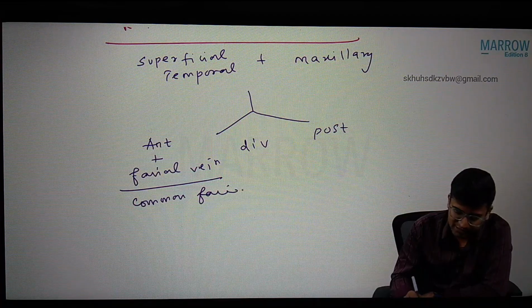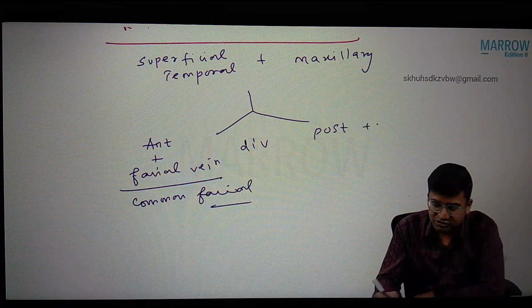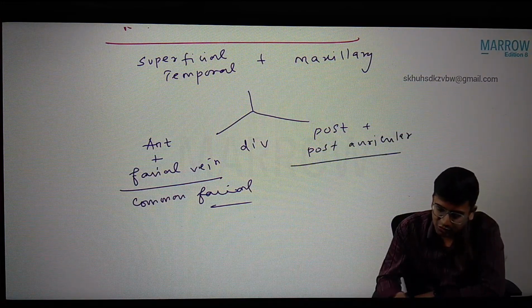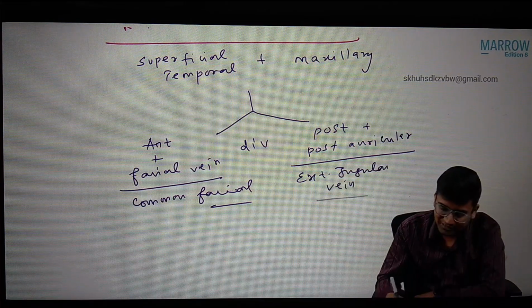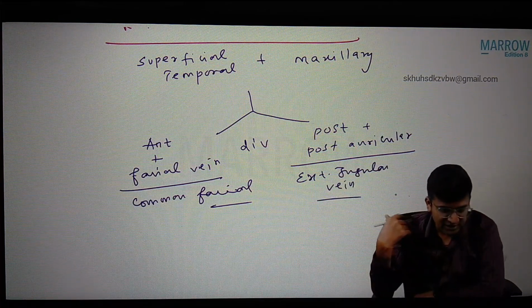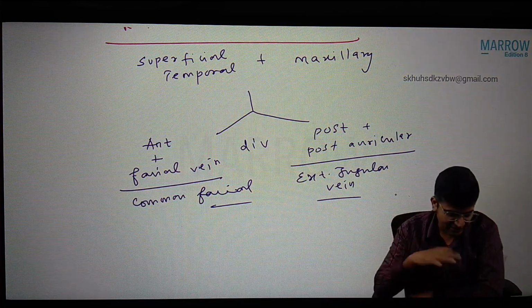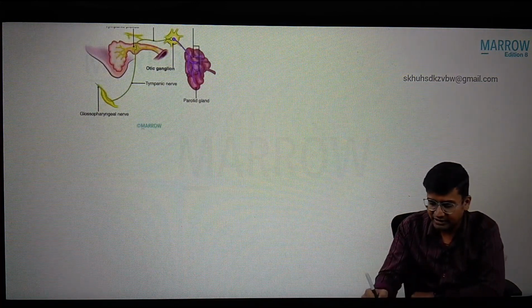Common facial vein, and the posterior division of the retromandibular vein, which joins with the posterior auricular vein to form the external jugular vein. And the deep structure passing through the parotid gland is our external carotid artery. Now next, nerve supply of the parotid gland.